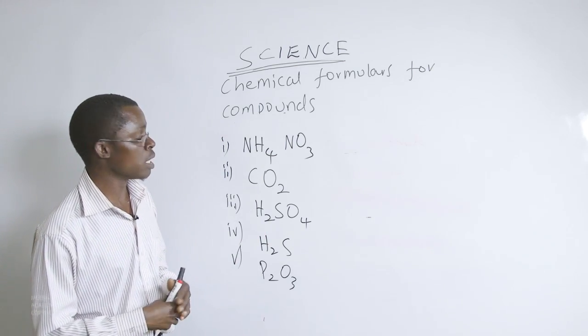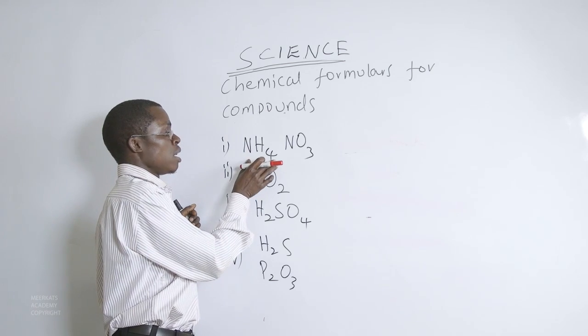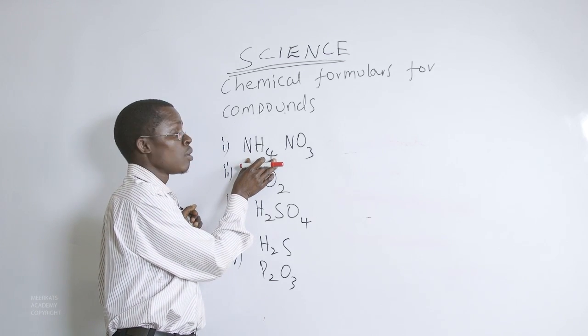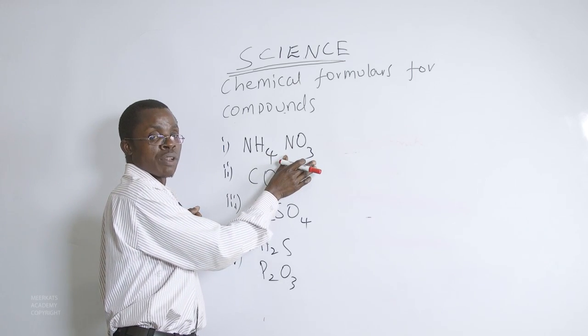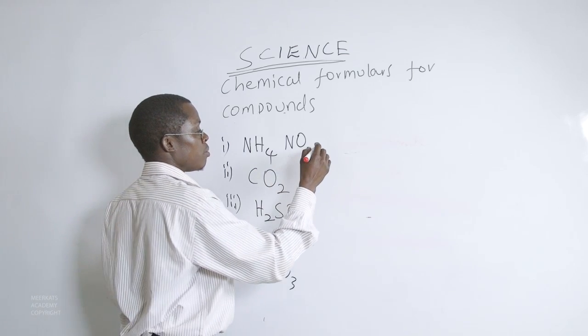So let's try and name this. Starting with number 1. Identifying the parts. The first part is the ammonium, which is a radical. The second part is the nitrate, which is also a radical. The rule states full name, ammonium.